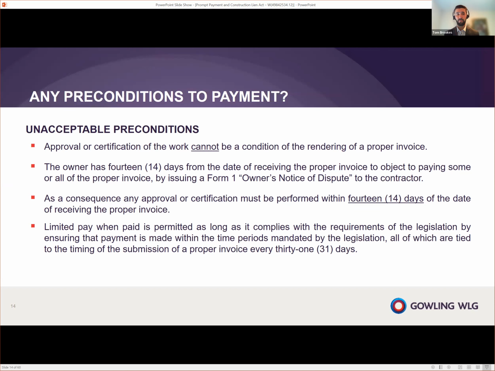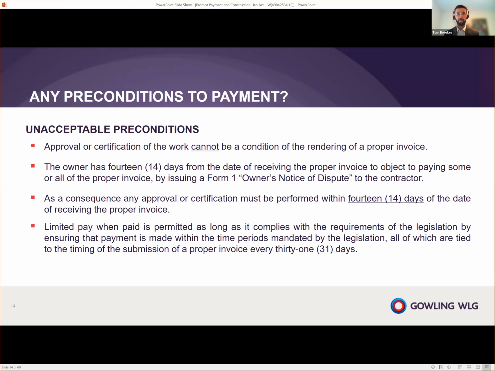The owner has 14 days from receiving the contractor's proper invoice to object to paying some or all of that proper invoice. And he has to do so by issuing a notice of dispute that we'll get to later in the presentation. But as a consequence of this 14-day time period, it means that if the owner does have a cost consultant, that cost consultant needs to review and certify the value of the work within that 14-day time period. And if they miss that time period, then the owner will have to pay the complete proper invoice, even though the complete proper invoice may exceed the value of that certificate. So this is going to put a considerable strain upon your cost consultants or your architects or whomever is validating the work in order to comply with that 14-day timeline.